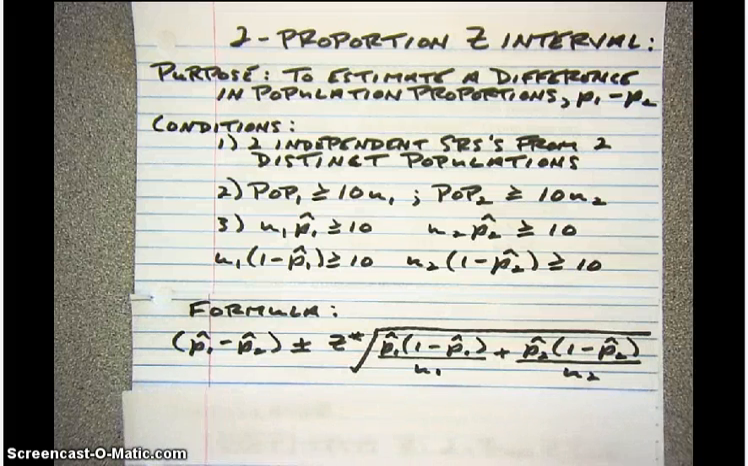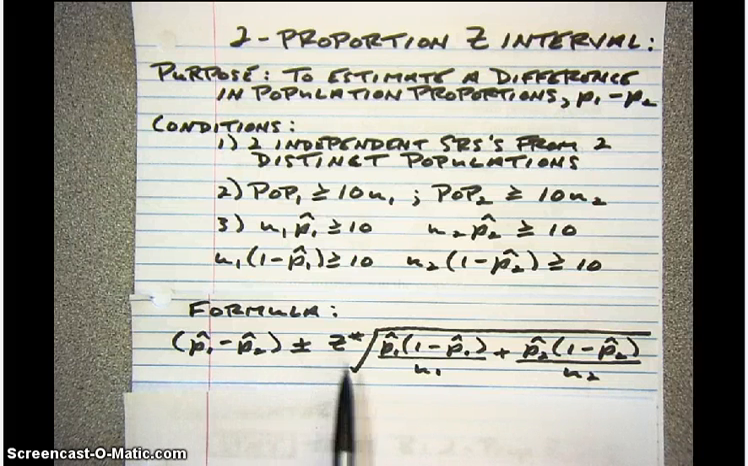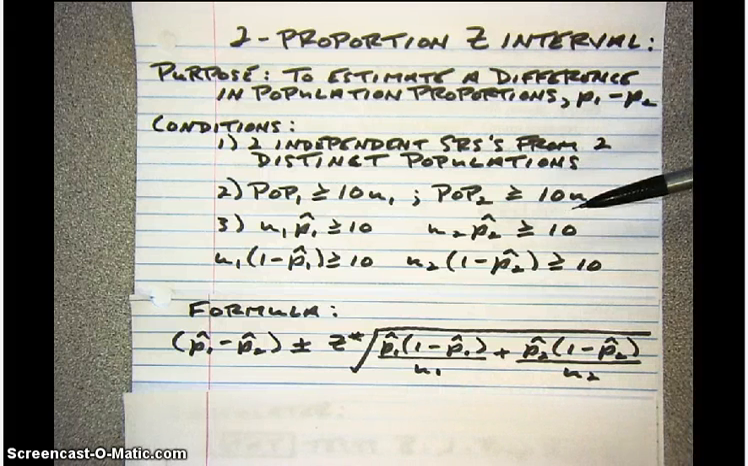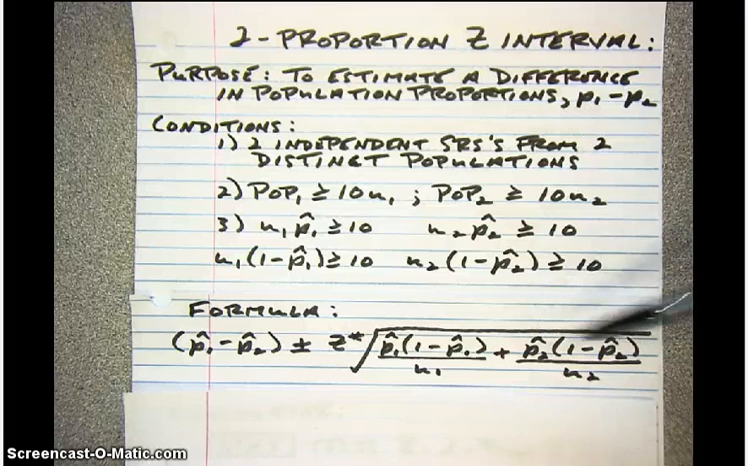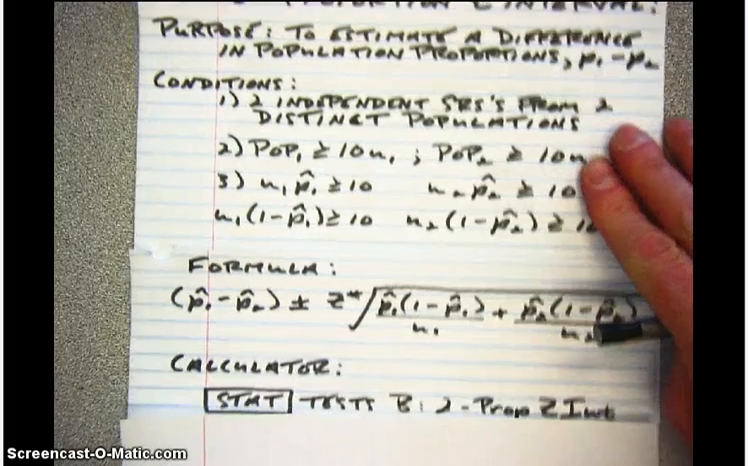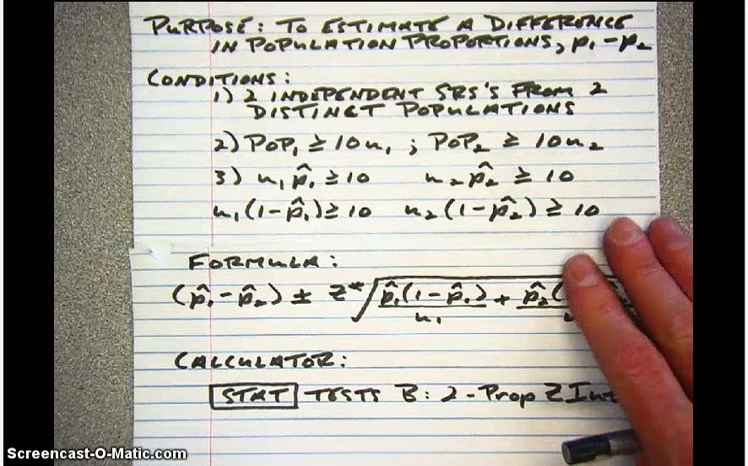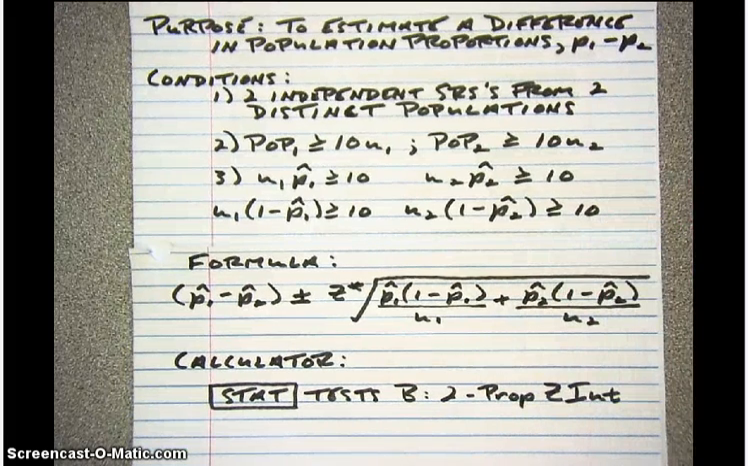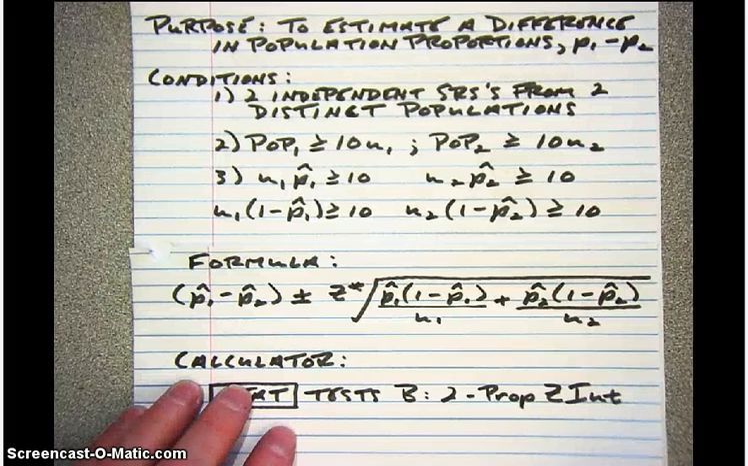The formula is based on the sampling distribution: p1 hat minus p2 hat, plus or minus z star times this big standard error expression. And it's not even worth reading off, it's too long. On the calculator you can find this at STAT, TESTS, B: 2-PropZInt, and it's actually much easier to do on the calculator than it is to do by hand. Let's look at an example.